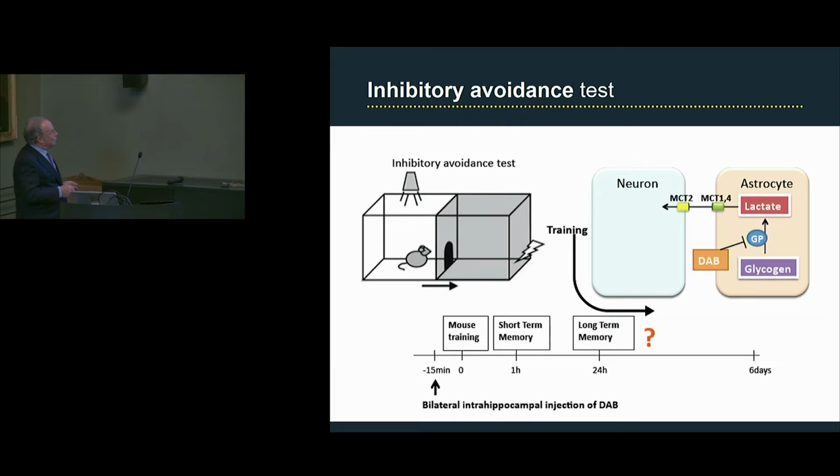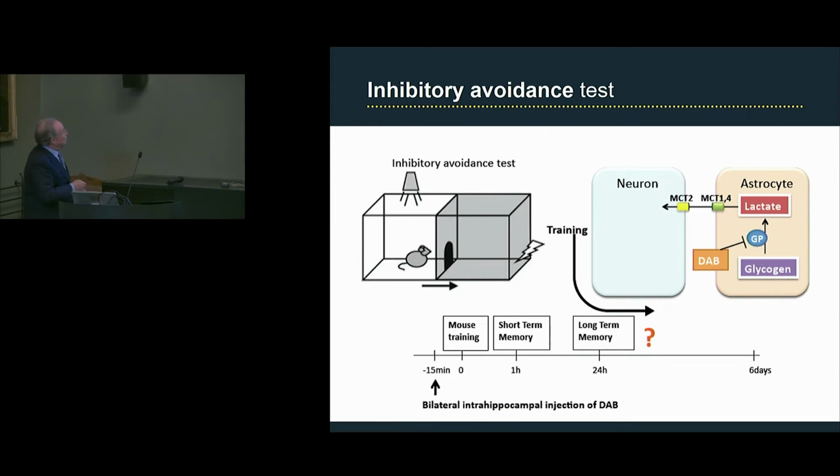We injected bilaterally in the hippocampus this molecule, DAB, that blocks glycogenolysis, essentially glycogen phosphorylase. And then, so we blocked here. And then later also we blocked, decreased the expression here and here. And then tested long-term memory in this apparatus or behavioral paradigm called inhibitory avoidance.